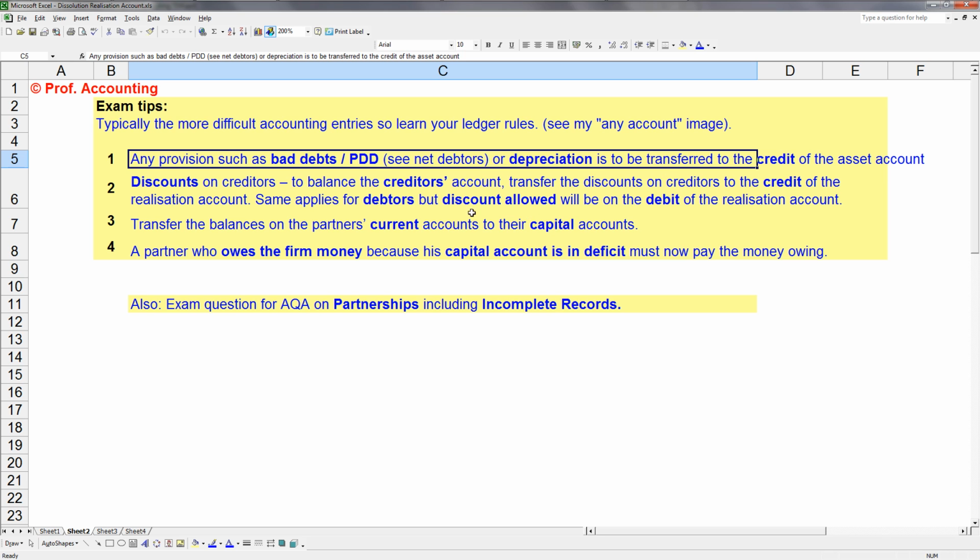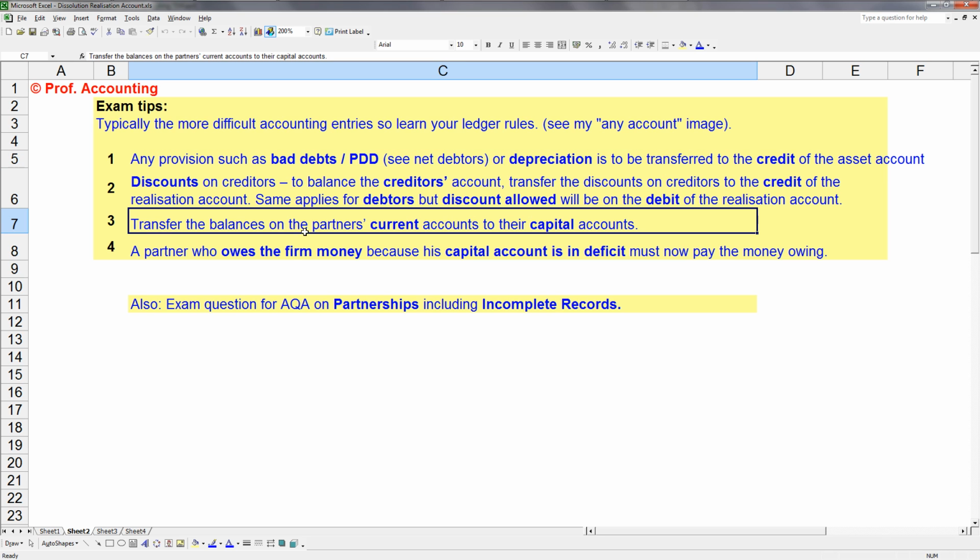Some questions, in all fairness, tell you they've already done it, but most questions have you transfer the current account. Remember, the current account is still classed as capital, so when you're winding up a partnership, you are essentially redistributing capital back to the partners, and you obviously have to redistribute the current account capital as well. A partner who owes the firm money because his capital account is in deficit must now pay the money owing.